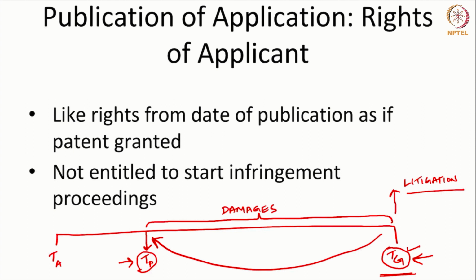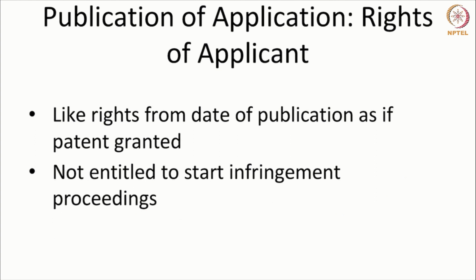So these are the rights that accrue upon publication. The time for publication is the time at which there is notice to the world, because this time period, the time for application and the time till it is published, is confidential. So all rights naturally start accruing from this point, from TP, and the right can only be claimed at TG.